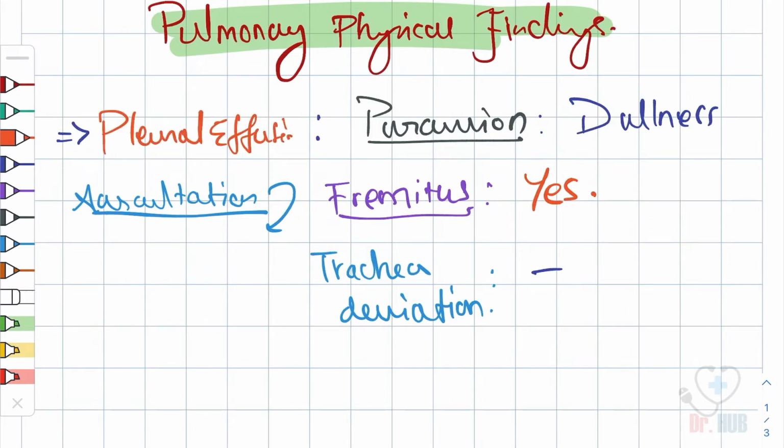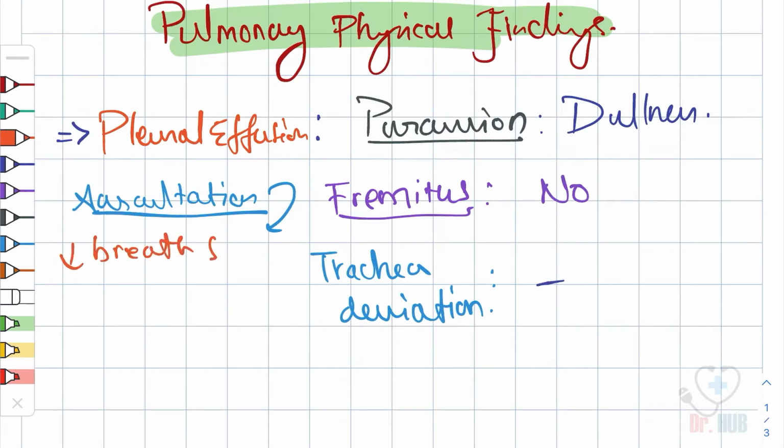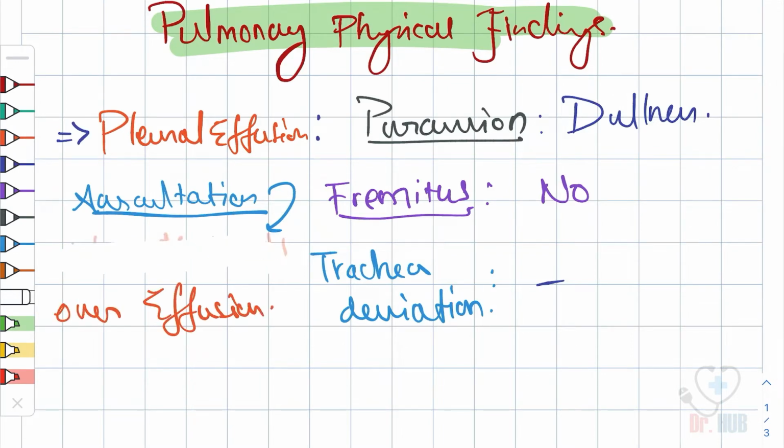Pleural effusion. On percussion, there is dullness. There is no fremitus. Tracheal deviation is not prominent. On auscultation, decreased breath sounds over the effusion.